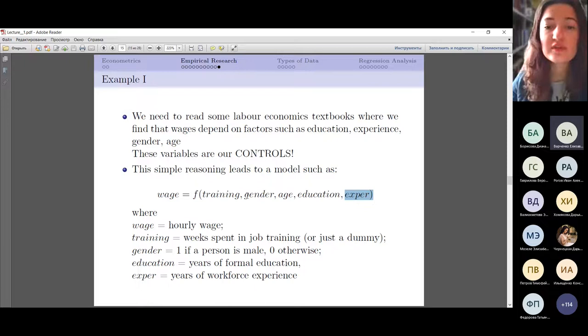So all these variables, gender, age, education, experience, these variables are our controls. What does it mean? We need to add them because these variables, these factors, in other words, also affect the value of the wage. In our case, hourly wage, for example. Does it make sense? Do you understand the idea?